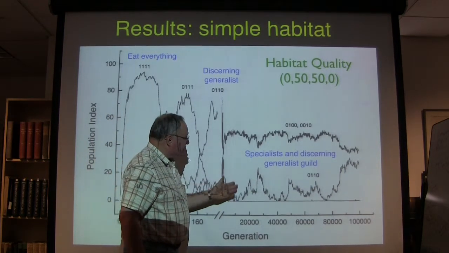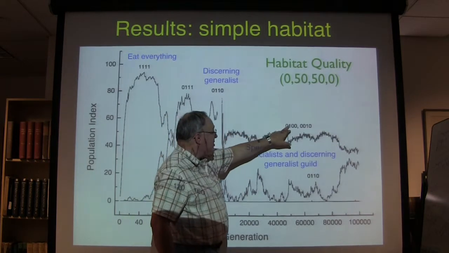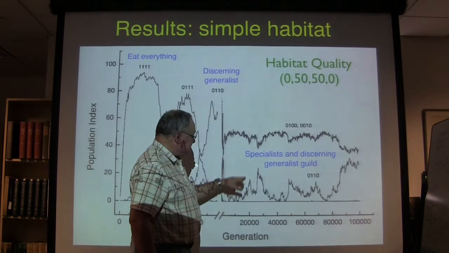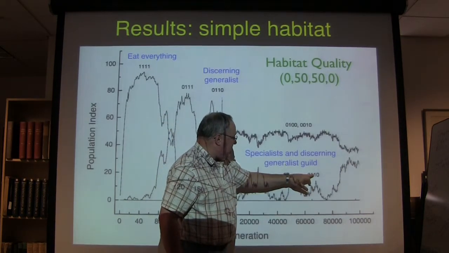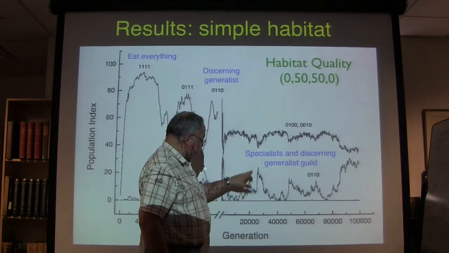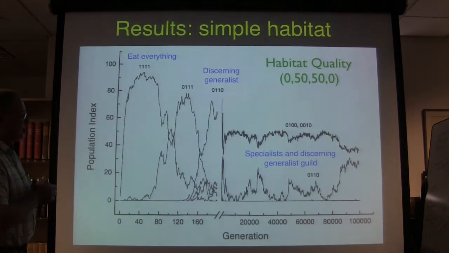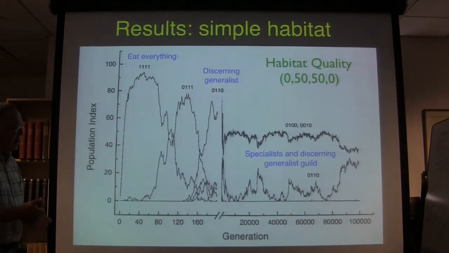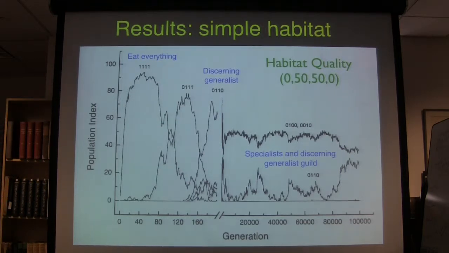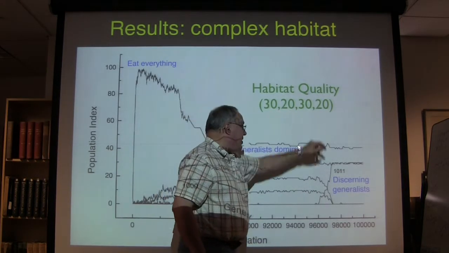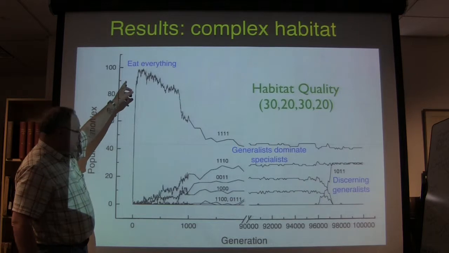And as you can see, eventually we get to the situation where we have 2 specialists on 1 and 3 existing to some extent with discerning generalists, but this goes in and out, and you get an invasion of a discerning generalist. This happens for a certain amount of time. So discerning generalists are not very stable, but they keep coming in and disappearing. If the habitat quality is more complex, so 30-20, 30-20, then we start out where everybody is a generalist.